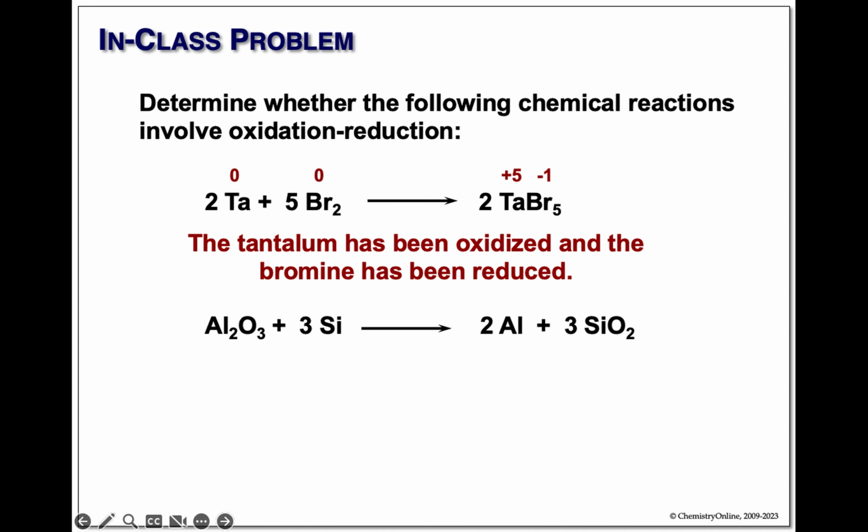Your oxidation numbers. Silicon and aluminum are elements, so they're 0. Aluminum's a metal, will always be +3. Oxygen -2. If oxygen is -2 here, since we have 2 of them, silicon must be +4. Yep. Now, who has been oxidized? Silicon went from 0 to +4. Had to lose 4 electrons to do that. Loss of electrons is oxidation.